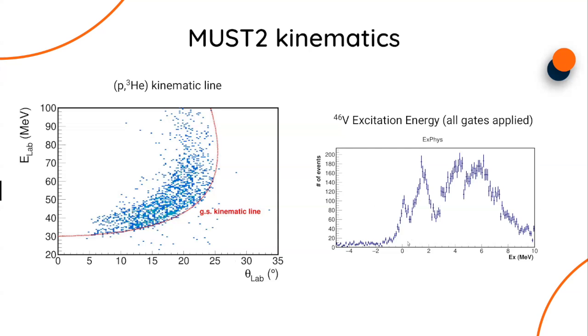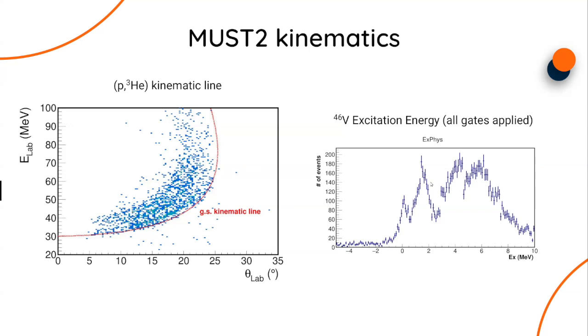And here I'm showing what we get when we reconstruct the excitation energy of 46 vanadium. We see that we are able to separate this ground state well. The ground state we can only get with excitation energy. We are able to separate it from any other states, so we are happy because we can fit it and get the cross section.